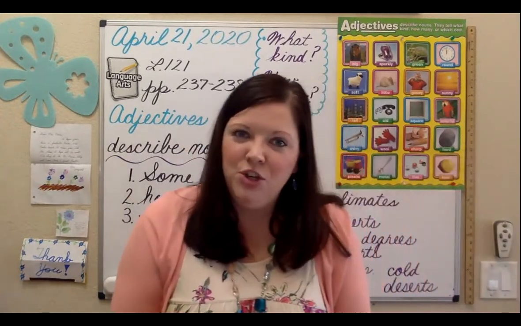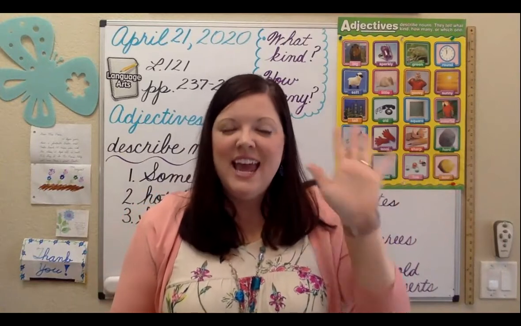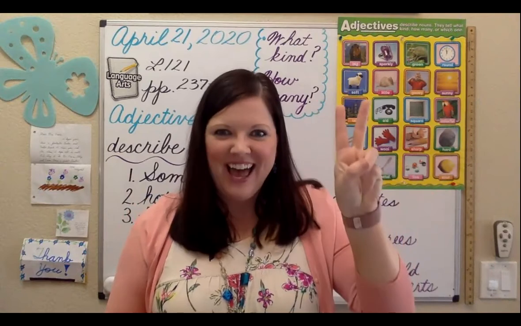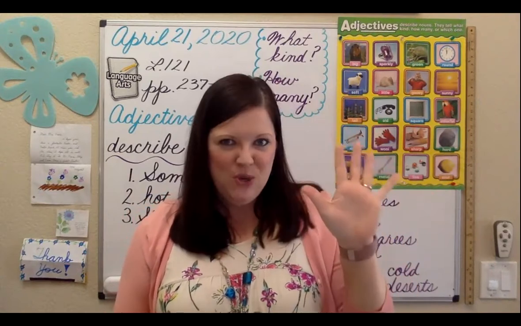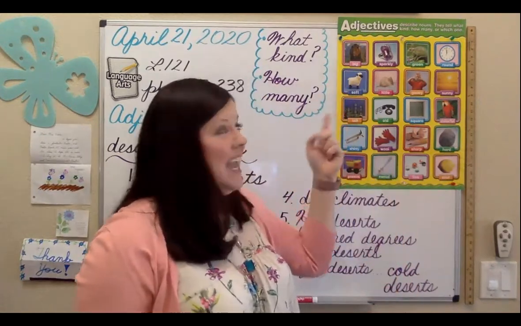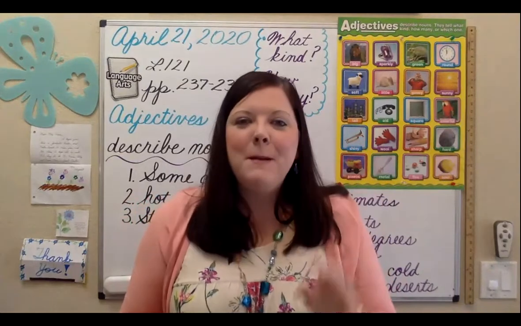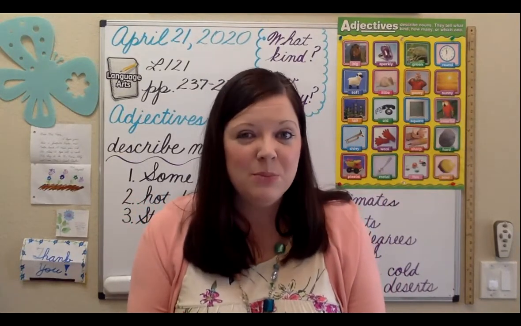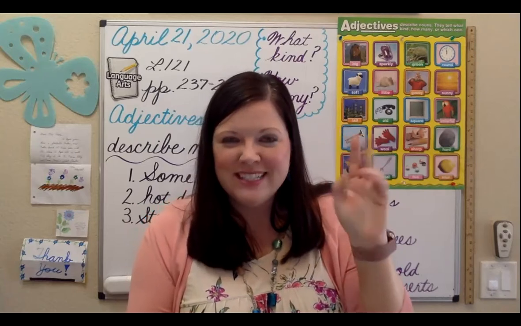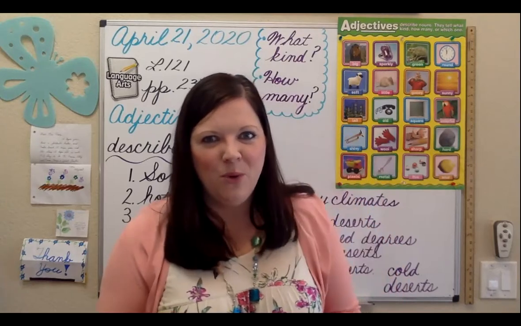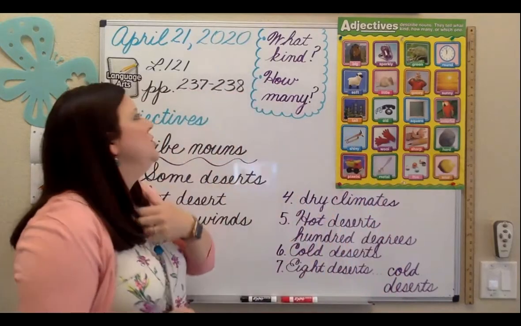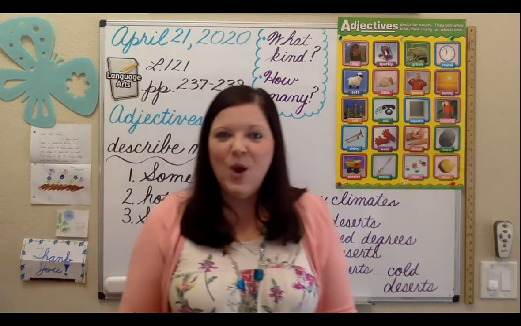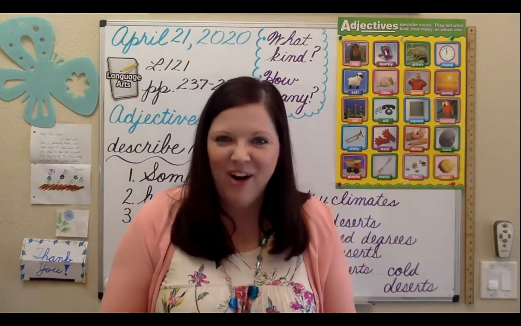Now, I have taught you that there are 5 questions that an adjective can answer. Can you name them with me? Which one, what kind, how many, how much, whose? On our chart, it listed 3. But in your book, you're only going to need to be responsible for 2 questions. And I put those 2 questions on my board. Let's take a look. Our 2 questions are what kind and how many. What kind and how many.